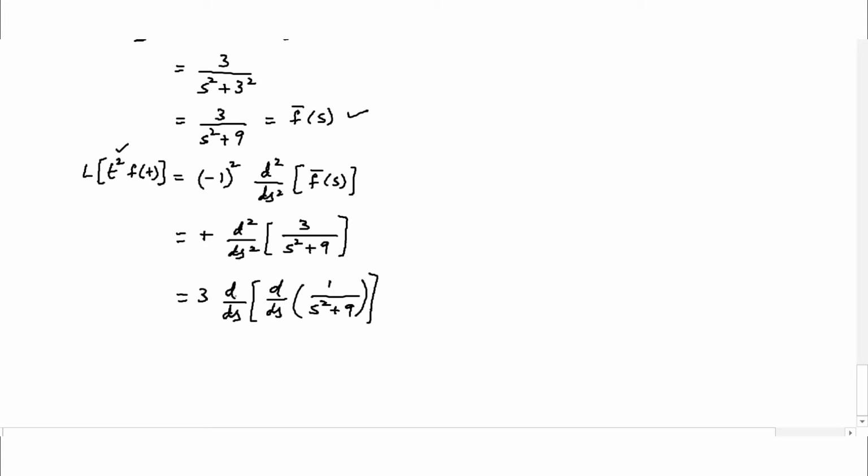D square by ds square can be written as d by ds of d by ds. Now let us try to differentiate this one. 3 times of d by ds of. So I have to differentiate this with respect to s because it is in the form of 1 by x. Differentiation of 1 by x will be minus 1 by x square. That's the basic differentiation formula that you have, d by dx of 1 by x. We know this formula. It is minus 1 by x square into differentiation of x, which will be 1 itself. So you have got differentiation of 1 by x is minus 1 by x square.